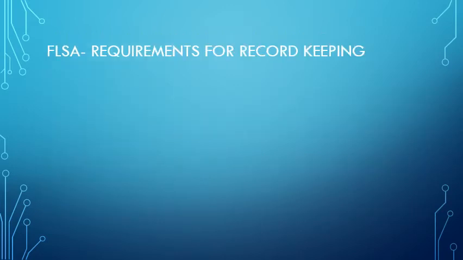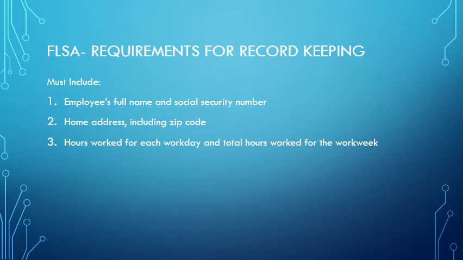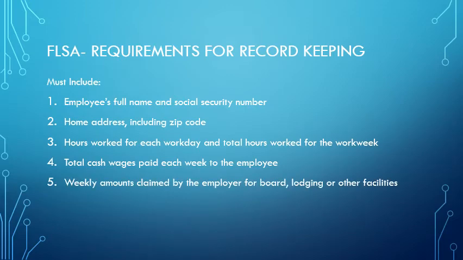The FLSA has the following requirements for record keeping. Records must include the employee's full name and social security number, the home address including the zip code, the hours worked for each workday and total hours worked for the work week, total cash wages paid each week to the employee, weekly amounts claimed by the employer for board, lodging, or other facilities, and extra pay or overtime for weekly hours worked over 40 hours in a work week.